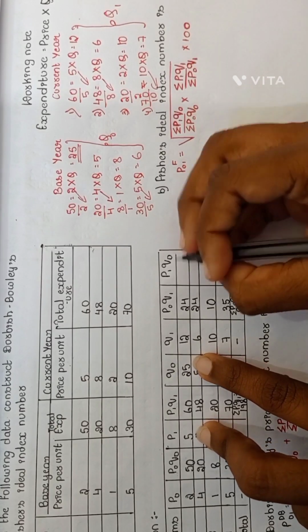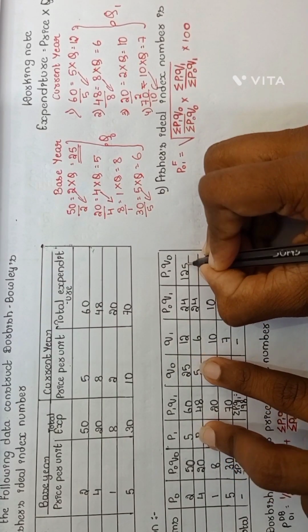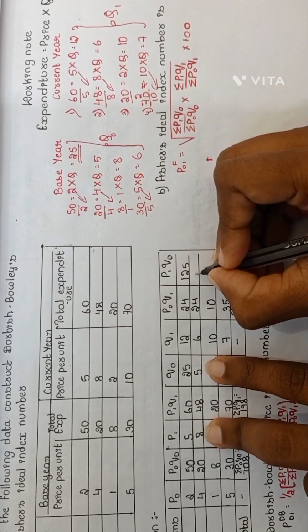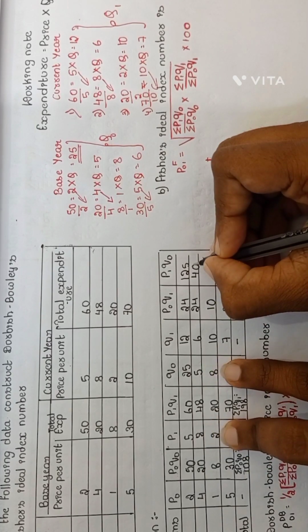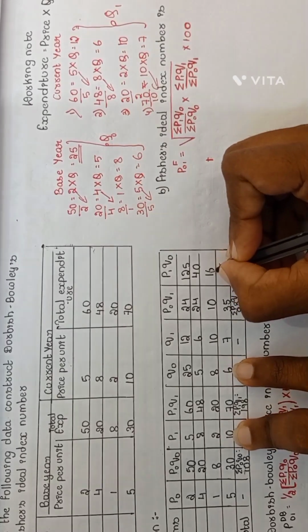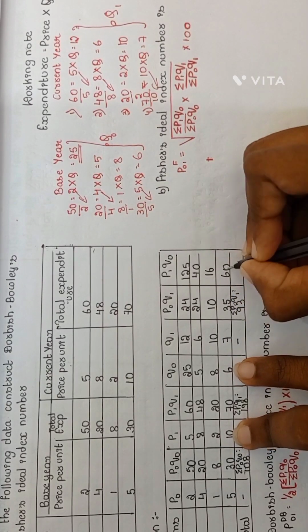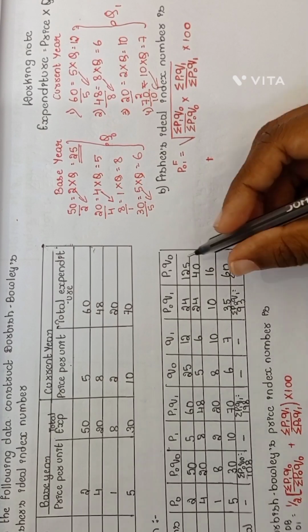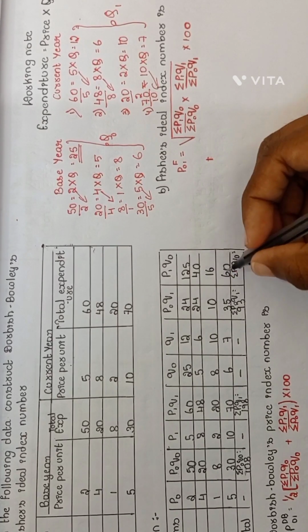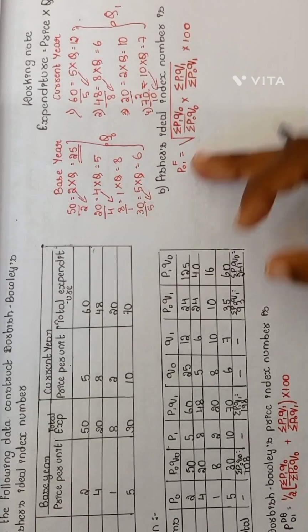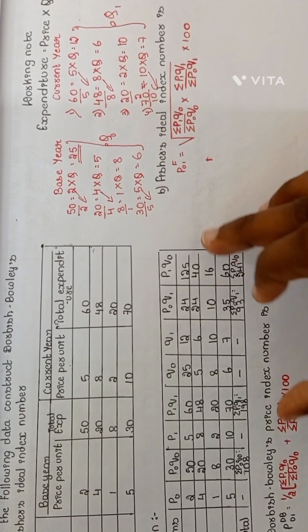So 5 into 25 is 125, and 8 into 5 is 40. 2 into 8 is 16 and 10 into 6 is 60. So the total of summation P1 Q0 is 125 plus 40 plus 16 plus 60, which is 241. Okay, we have computed the entire table.